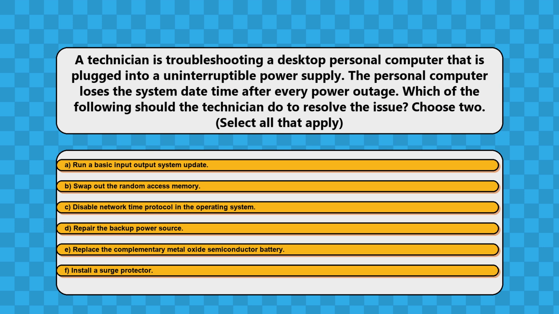Question 3. A technician is troubleshooting a desktop personal computer that is plugged into an uninterruptible power supply. The personal computer loses the system date and time after every power outage. Which of the following should the technician do to resolve the issue?